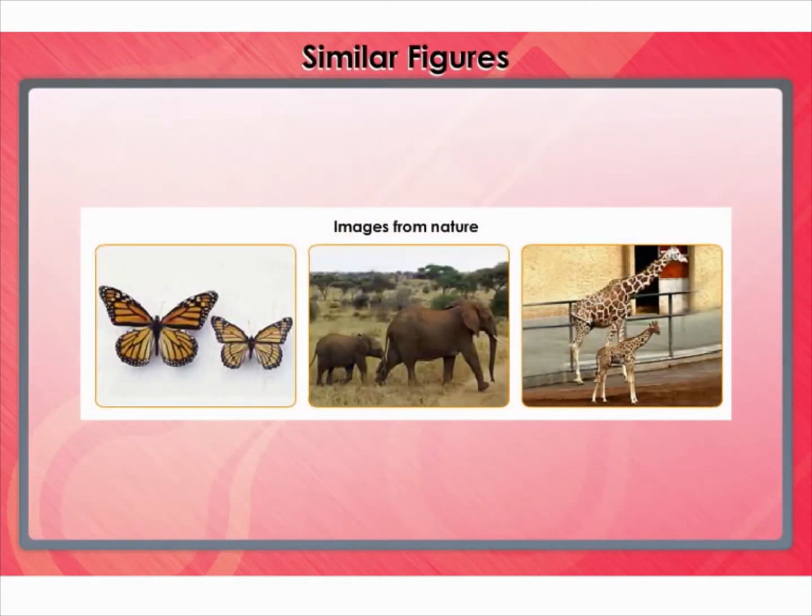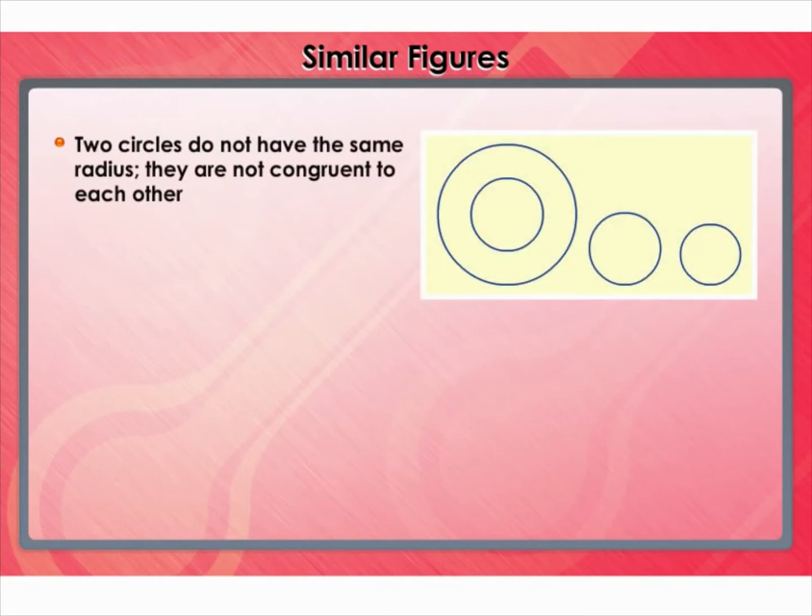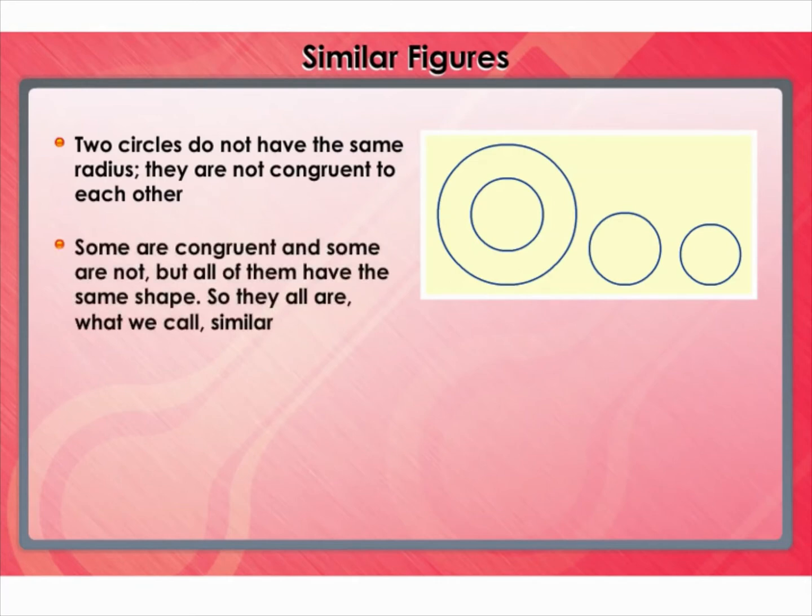Similar figures. Let's view some images from nature. What do you observe? Now, let's move to some geometric shapes. In image 2, we can observe that two circles do not have the same radius. They are not congruent to each other. We can note that some are congruent and some are not, but all of them have the same shape. So they all are what we call similar.